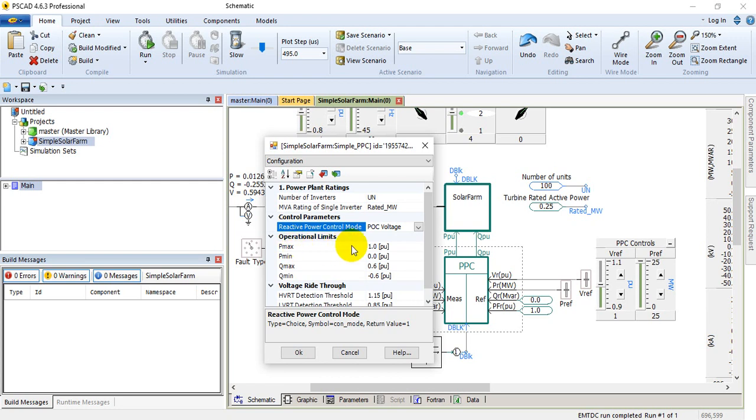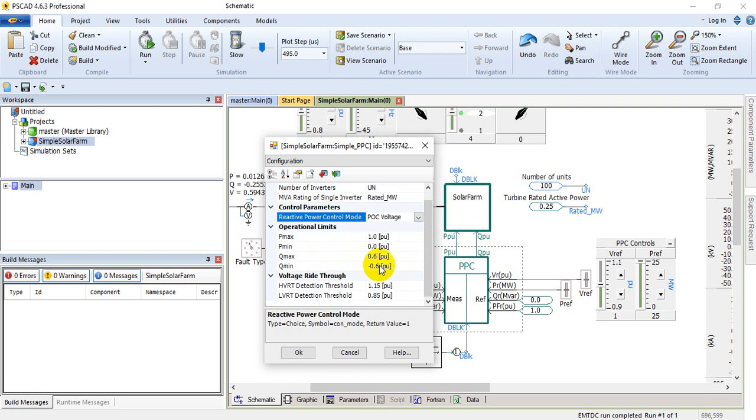And similarly the operational limits. I already told you that it will give you either the 25 megawatt, that is 1 per unit, or it will be 0. And similarly based on the Q max power factor working, it has a capacity to give 0.6 Q max and minus 0.6 Q min. And similarly there is voltage ride through detection, that is 1.15 and 0.85. Whenever the voltage goes below 0.85, the LVRT detection will be in action, and then it will clip the voltage. You can see that the power plant controller will maintain the voltage above 0.85 and below 1.15. So high voltage ride through and low voltage ride through.